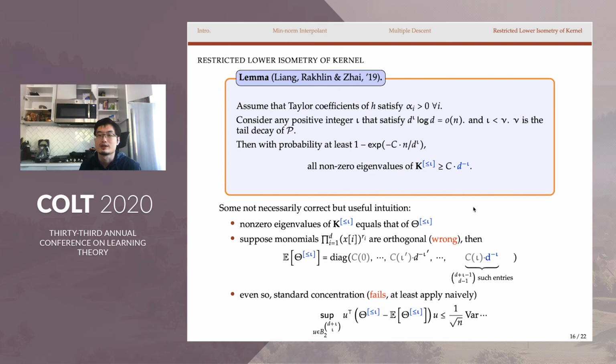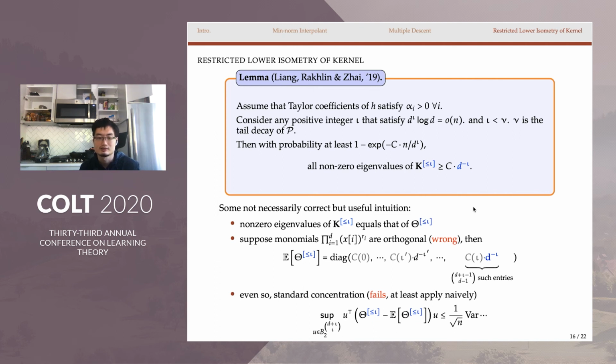What we want to prove is a property called restricted lower isometry of the kernel: all non-zero eigenvalues of the partial kernel of order alpha are larger than this bound. You can see that we have different bounds for different partial kernels, and this is very important. We have three intuitions. The first one: non-zero eigenvalues are the same, so we can just take care of the sample covariance operator.